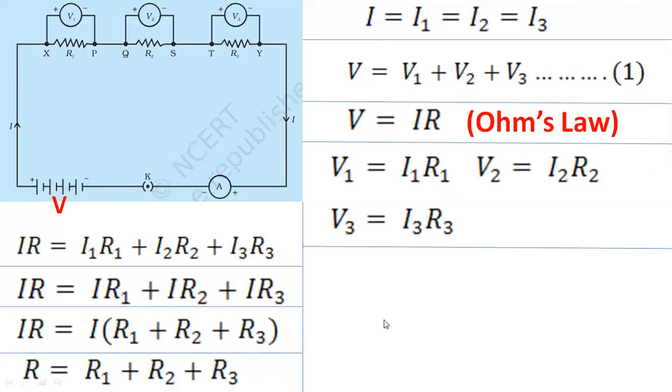So the new formula would be what? RS. I am just giving a subscript here. Instead of calling it R, I will call it RS. Why? Because this is series resistance. So formula for series resistance is R1 plus R2 plus R3. ठीक है? R1 plus R2 plus R3.